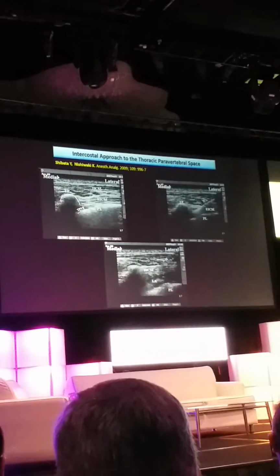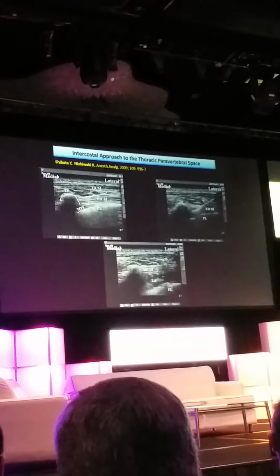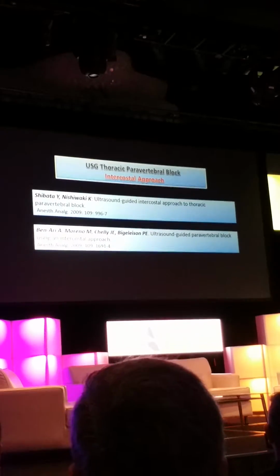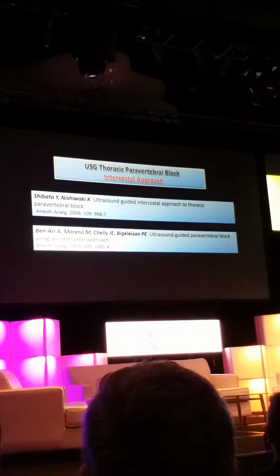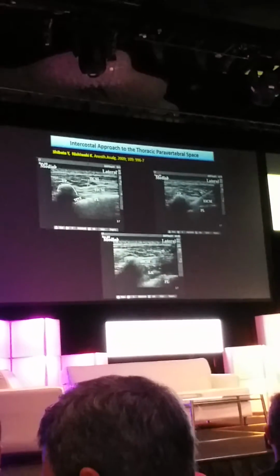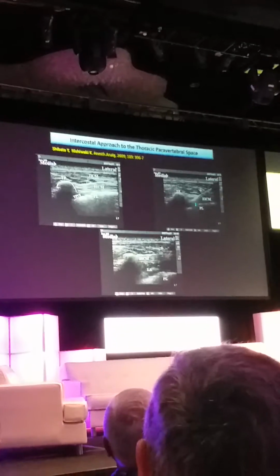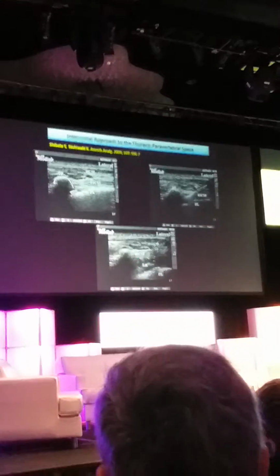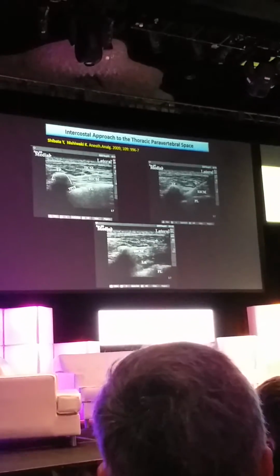This is at the level of the transverse process, which was first described by Dr. Shibata and their group, and the group from Pittsburgh have also described a similar technique, whereby you insert the needle from a lateral to medial direction. You insert the needle so that at the apex of the paravertebral space, as I alluded to before, you perform the injection, and you will see anterior displacement of the pleura.